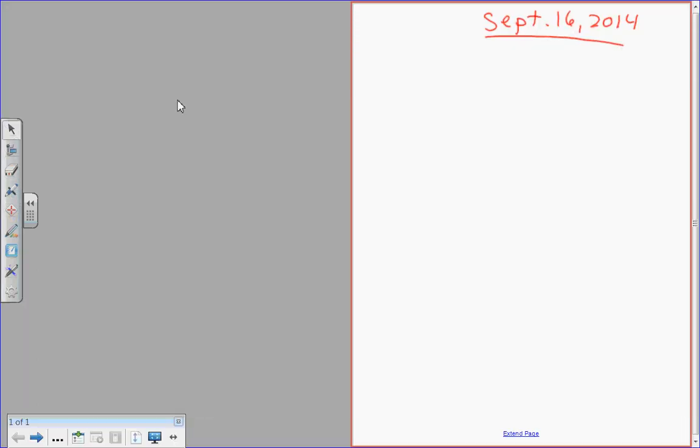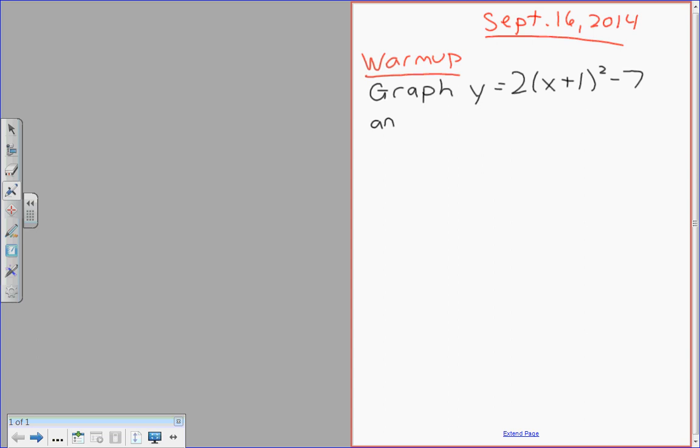Cody, for our warm-up, it says graph. What do we got here? y equals 2(x plus 1) squared minus 7, and state the range. Okay, so please put a star and a heart beside this question because this will definitely be on your test later this week. All right, we'll start with Cody then. What's the vertex of this graph, please?